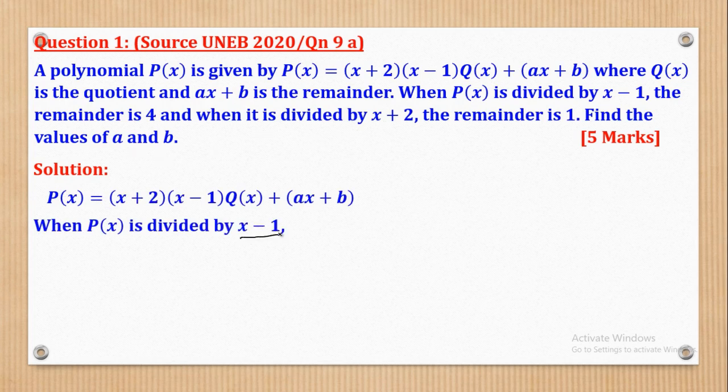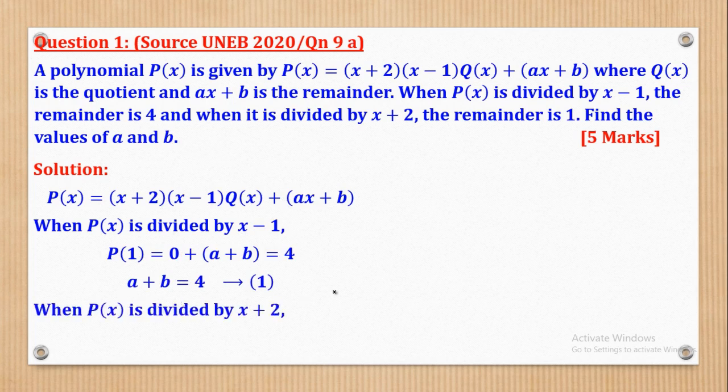Now, when divided by x minus 1, it implies that x is equal to 1, because this is the factor equal to 0. So wherever there is x, I'll put 1. When I put 1 here, it becomes 0. That's why the whole of this is 0. Then here, a times 1 remains a. That's why you see here a plus b. But remember, when you substitute in this value, the outcome is our remainder. And they told us that the remainder is 4. That's why you see here 4. Therefore, that gives me equation 1.